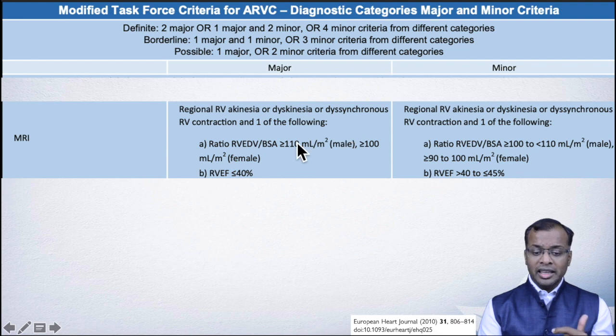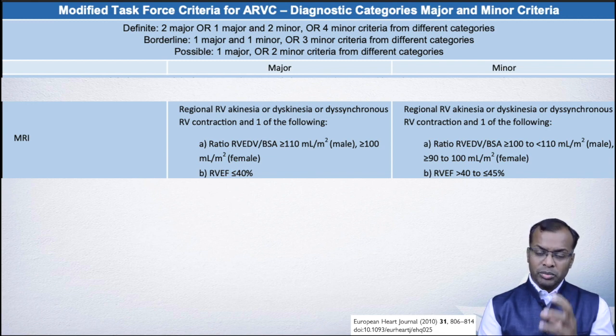Along with that, we look at the ventricular volumes, especially the end diastolic volume, indexing it to the body surface area. If the RV EDV is more than 110 in men or more than 100 in women, that satisfies one major criterion. If we don't look at the volumes, we just look at the function. If the ejection fraction of the right ventricle is less than 40%, then it satisfies one major criterion.